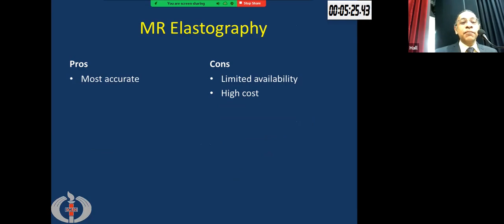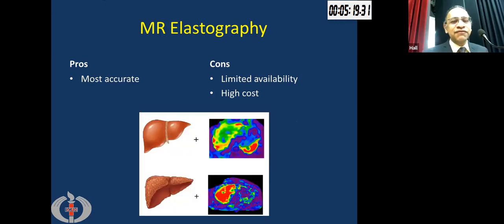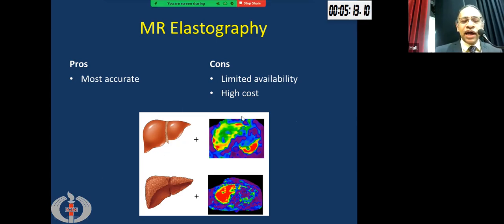Coming to MR elastography, again, it is very expensive and with very limited availability, but it is much more accurate because you get to actually scan the entire liver. So more and more research studies are being done, but clinically in the clinic, it is very difficult to perform, and availability is also poor.